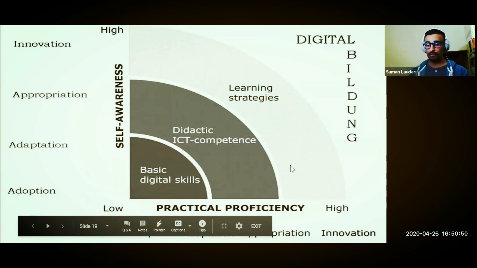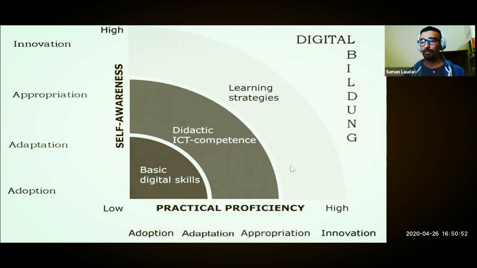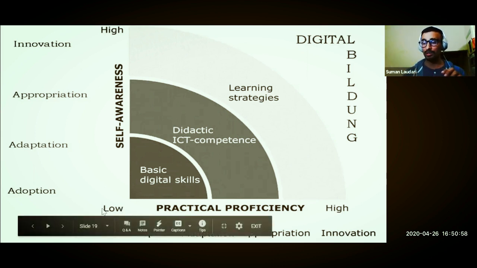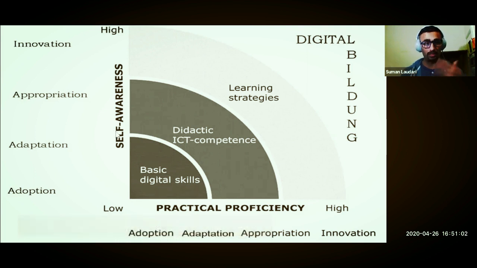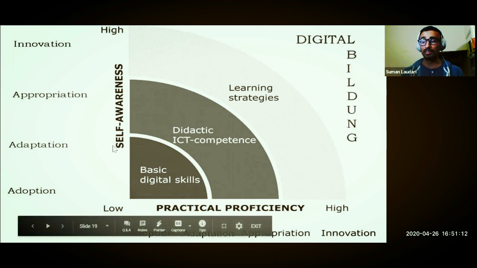So what it tells is the skills and awareness develop. They are initially at the lowest level here and they develop over time with experience, with failure, as I said earlier, as you go on developing new sets of skills, which I talked about earlier in the presentation. These skills develop and you move from low to high.